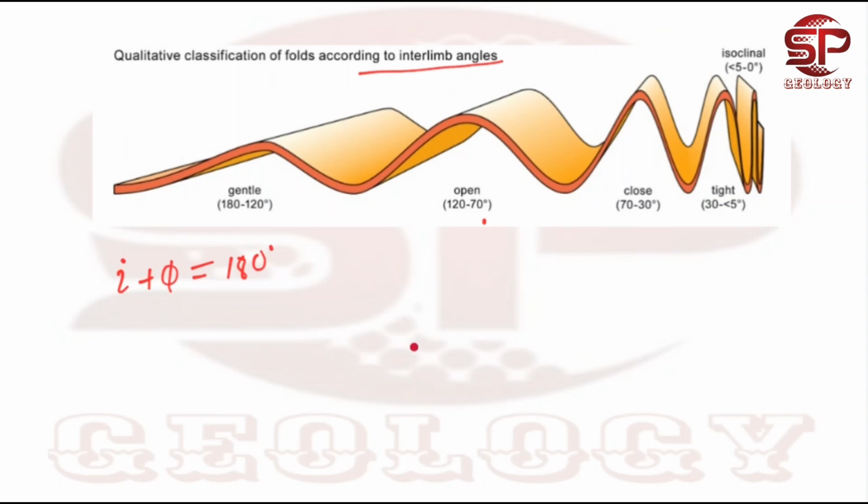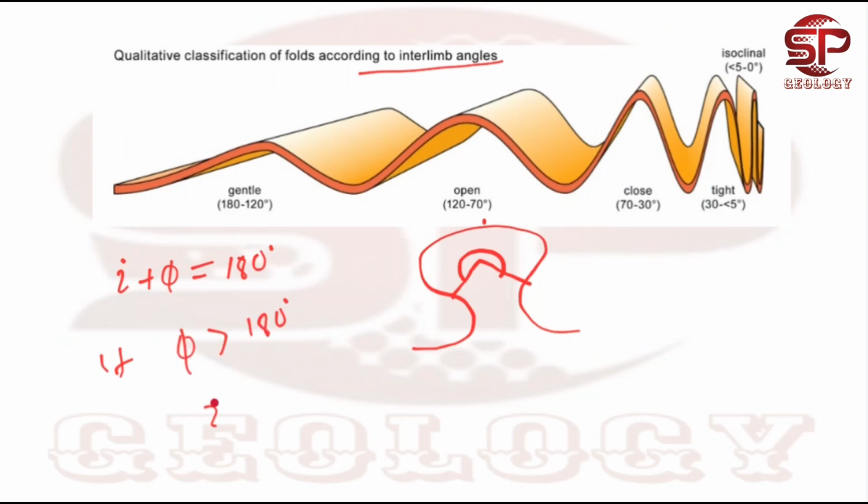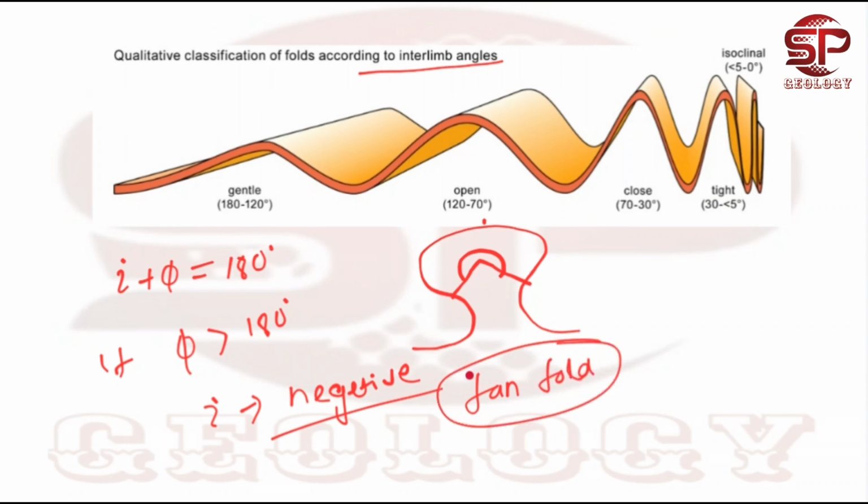Sometimes the fold angle will be greater than 180, in case of a fan fold. So this will be your fold angle. When the fold angle is greater than 180, the interlimb angle will be negative. So negative interlimb angle is produced when fold angle is greater than 180. It is found in certain overturned folds and fan folds, where we get negative interlimb angle.